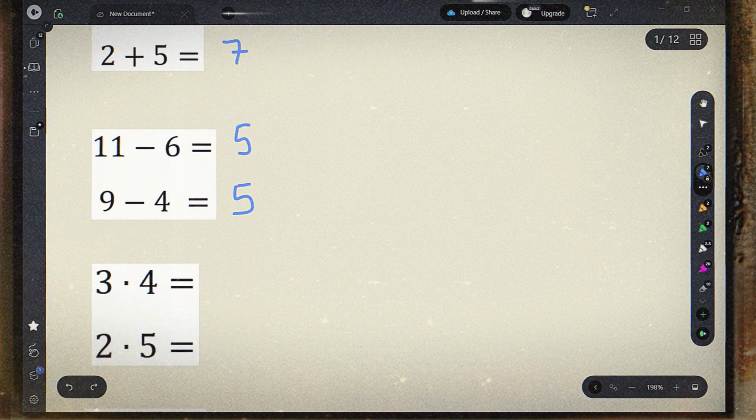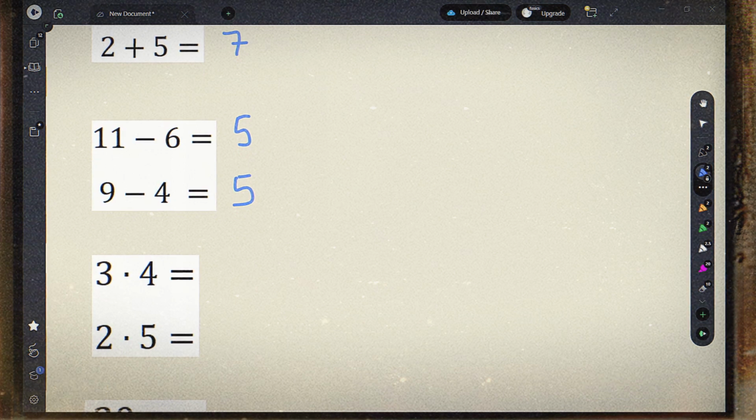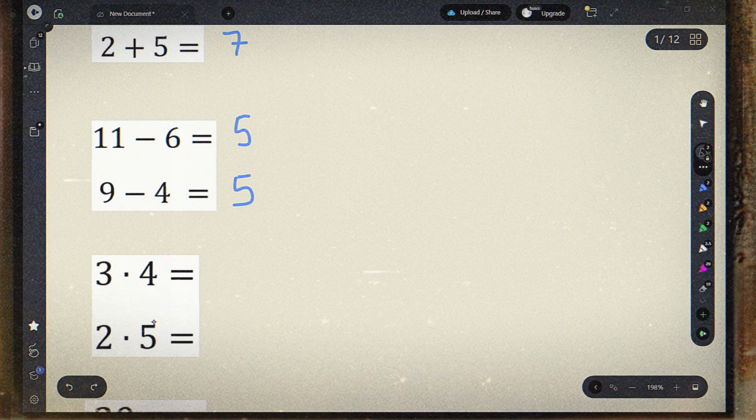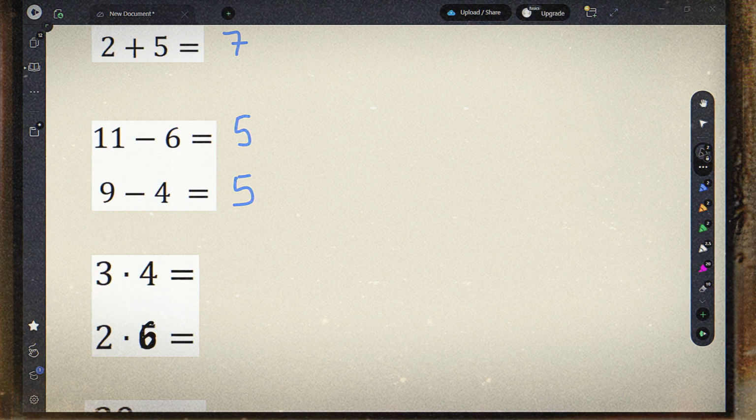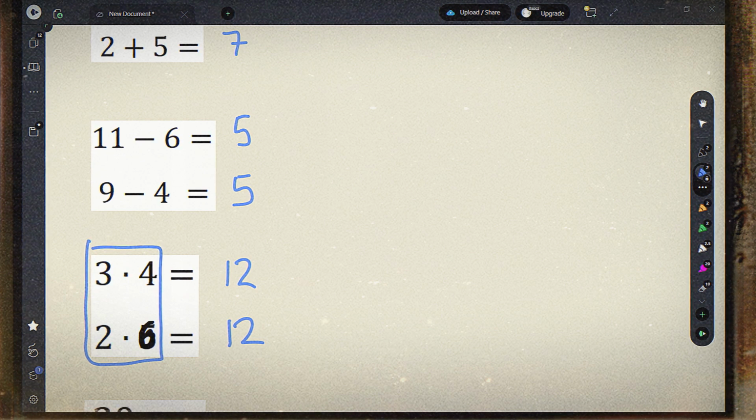We could do the same thing with multiplication, except that I need to fix this, don't I? This should be a 6. Okay. Pretend you never saw that. That's a 2 times 6. All right, so here we have 3 times 4 is a 12, and here we have 2 times 6, which is also a 12. So these are equivalent expressions using multiplication.